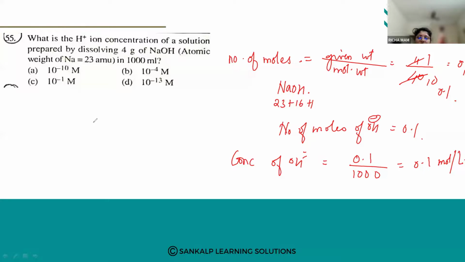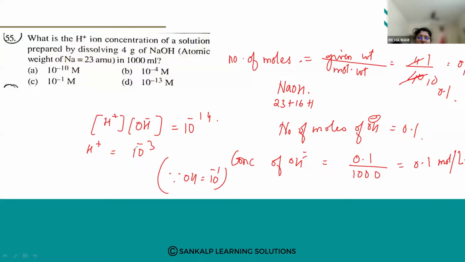Okay, so what is the concentration of your H plus? That is your ionic product. H plus times OH minus is equal to 10 raised to minus 14. So H plus is equal to what? OH minus is 0.1, that is 10 raised to minus 1. So H plus will be 10 raised to minus 13. So it is option number D, 10 raised to minus 13 molar.